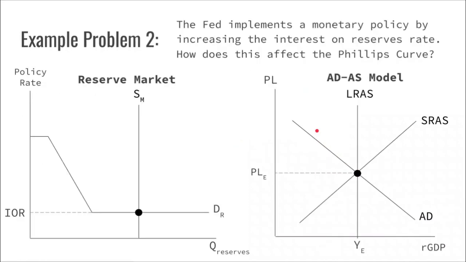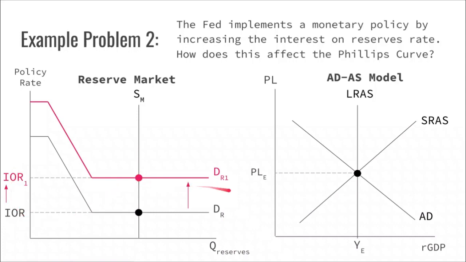And then example problem number 2. The federal government implements a monetary policy by increasing the interest on reserves rate. How does this affect the Phillips curve? We're going to start out here with our reserve market, and just to note, we're going to assume we're in ample reserves because that's how our economy actually is, and it's not specified that we're in scarce reserves. If the federal government increases the interest on reserves rate, then our curve is going to shift upwards, and our interest rate is going to increase up to here.